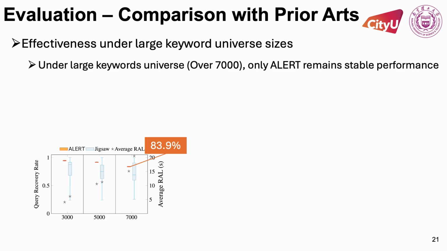Furthermore, ALERT demonstrates robustness even in more challenging scenarios. Compared to Jigsaw, ALERT maintains higher median recovery rates when the keyword universe is extremely large. Under a keyword universe size of 7,000, even when Jigsaw is configured for its fastest operation mode, it still requires over 20 seconds to recover all queries, which prevents larger scale comparison experiments with ALERT.